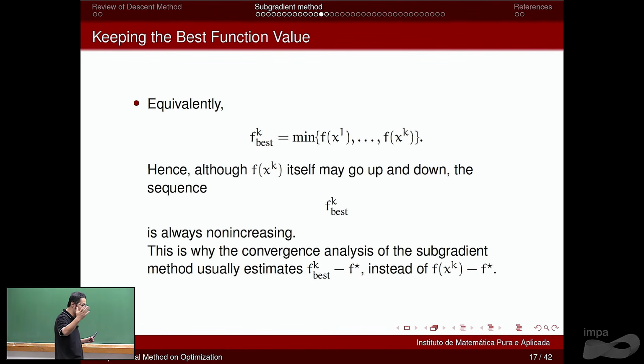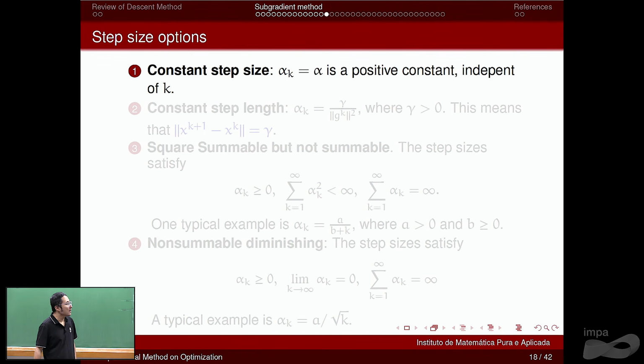This is a little bit different from the analysis for the gradient descent method. If you remember, for gradient descent our convergence analysis was based on fxk minus fx star, because in each iteration your function value is decreasing. You do not need to take fk best there, but here we can only assume that your fk best is not increasing. Fortunately, we can still get the convergence of the sequence with some step size. Later you will see.